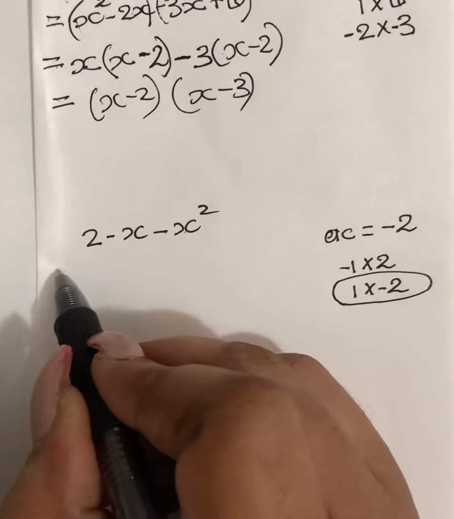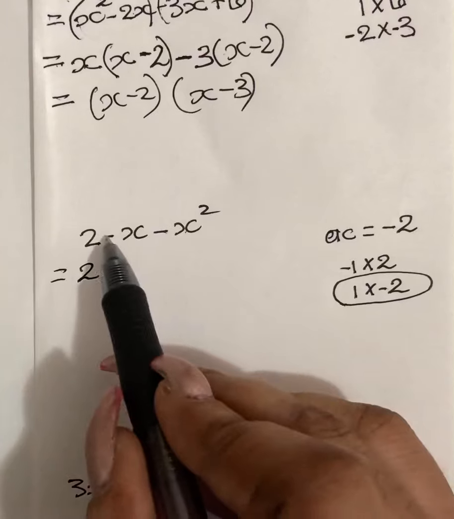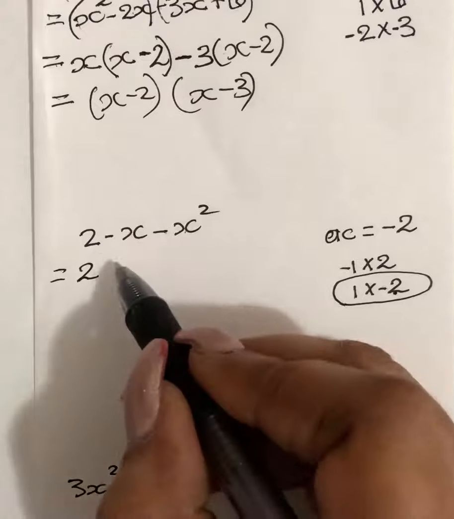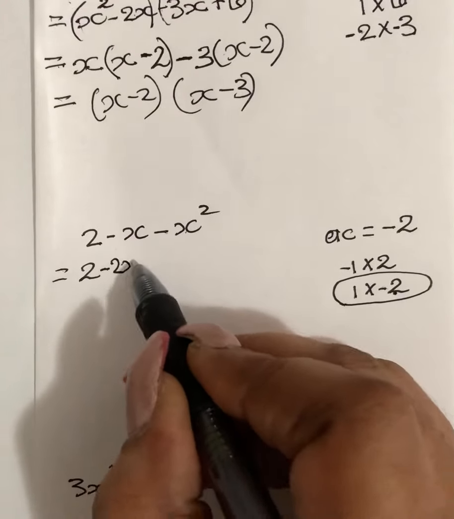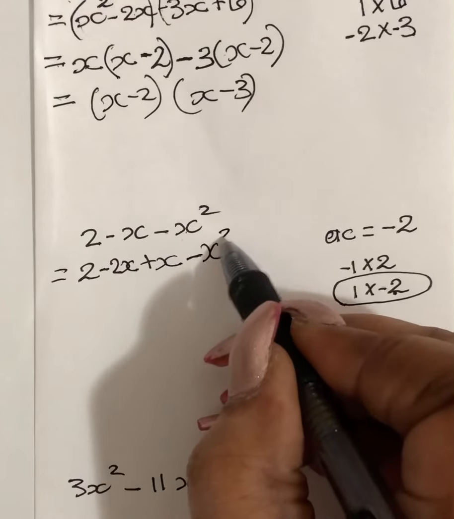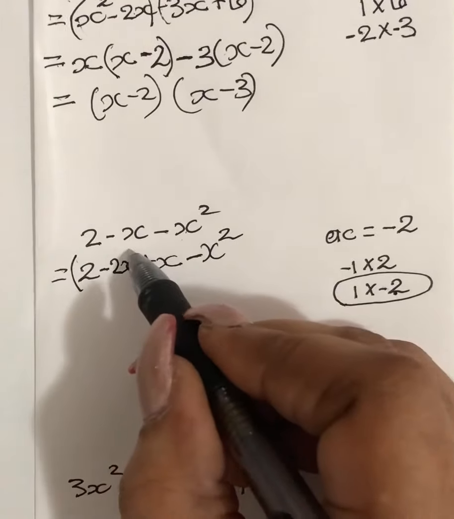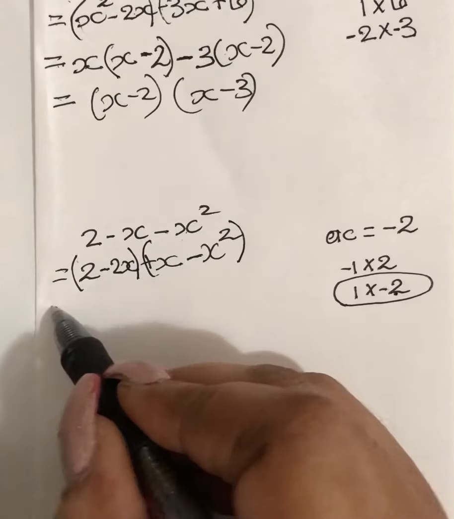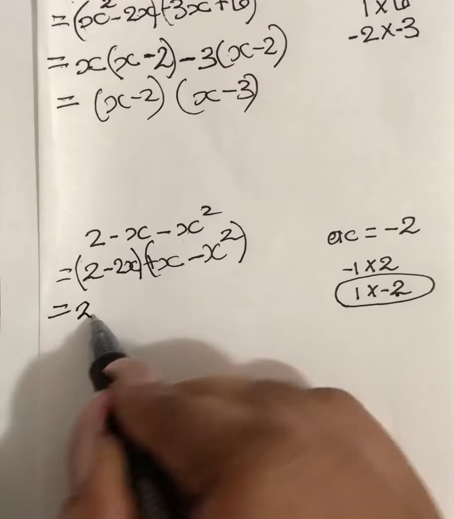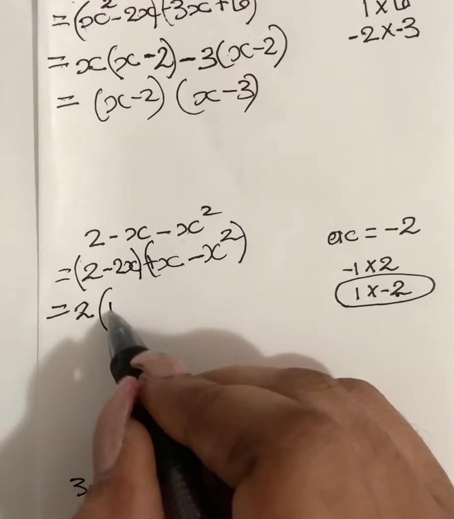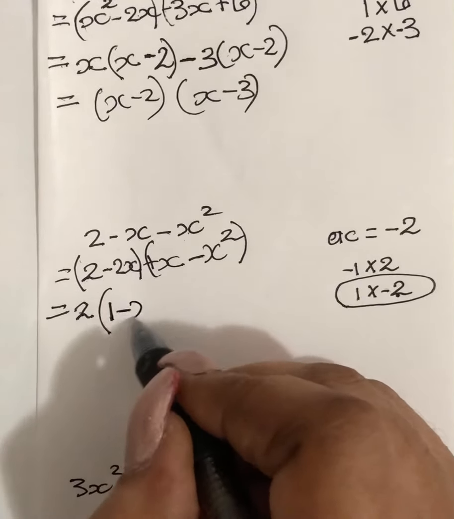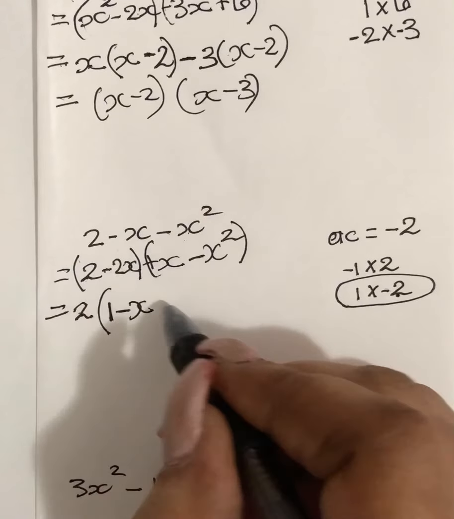I rewrite my first term, which is 2. I am not going to write that. I'm going to use this to write it. All right. So I'm going to subtract 2x and I'm going to add x. Then I'm going to subtract my squared term. I now factor out. I group them. I go in here. Our highest common factor is 2. 2 multiplied by 1 will give me back 2. And 2 by x will give me this here.